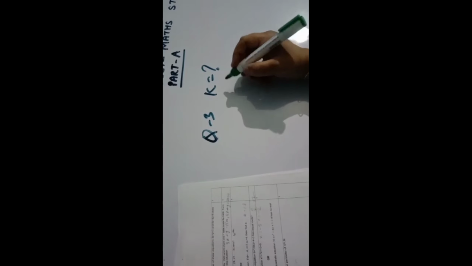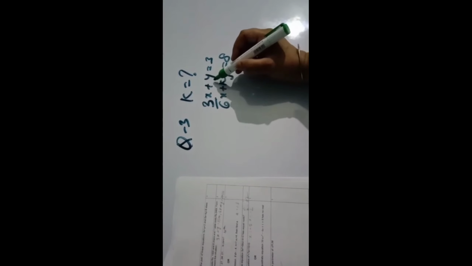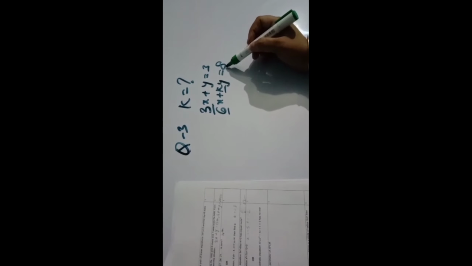Now we will solve question number 3. For what value of k, you have to find the value of k, the pair of linear equations, two linear equations are given, does not have a solution. In my videos I several times told you what the condition is. This is a1, this is b1, this is c1, and this is a2, this is b2, this is c2.